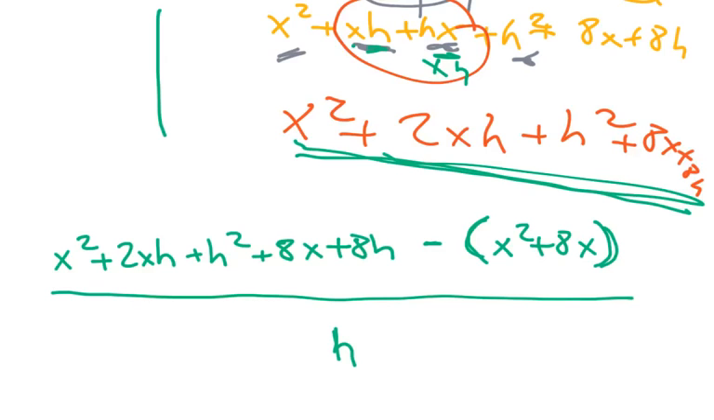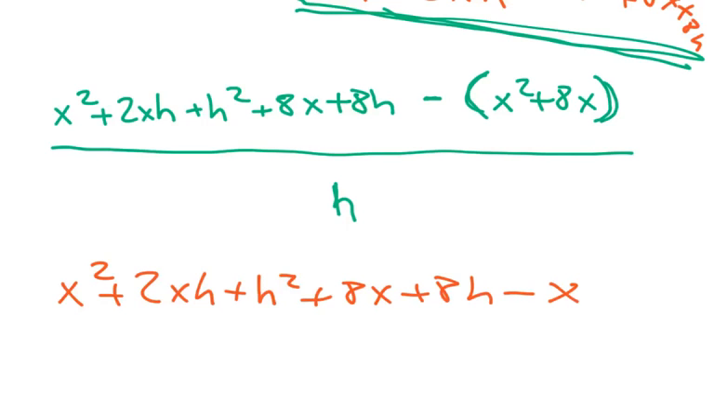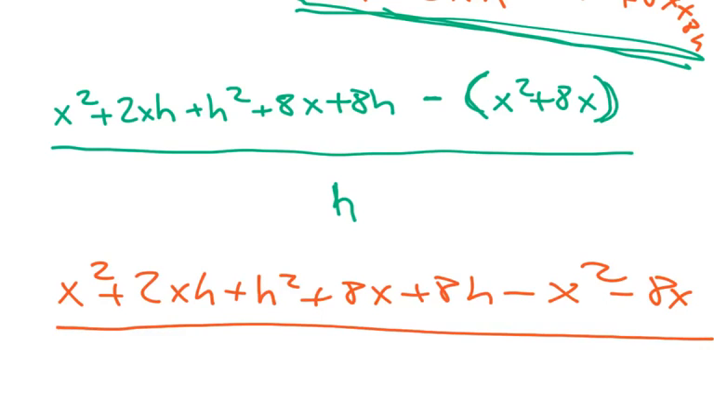Okay? So anything with no h is canceled. So let's clean this up. When we rewrite this, we get x squared plus 2xh plus h squared plus 8x plus 8h, distribute negative x squared minus 8x, all over h. Okay, so what happens with the x squared and the negative x squared? They cancel, which it should be happening, right? Because they don't have an h with them.